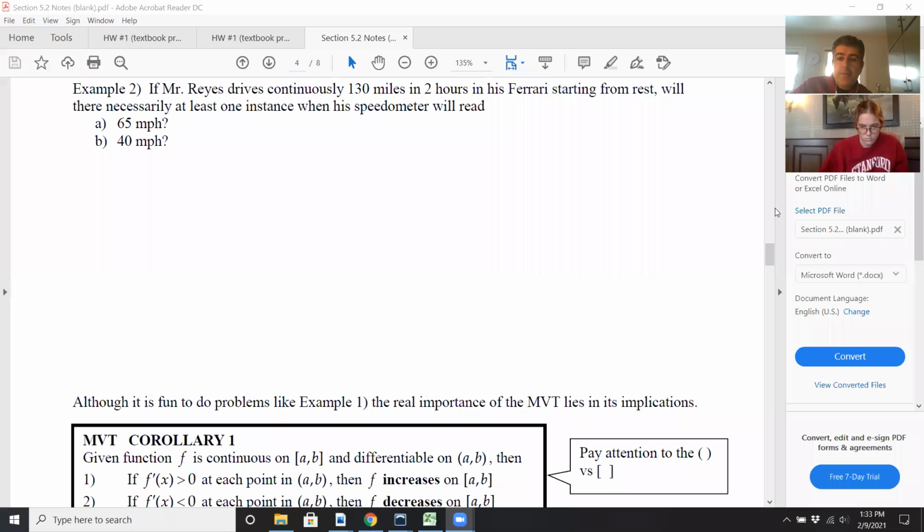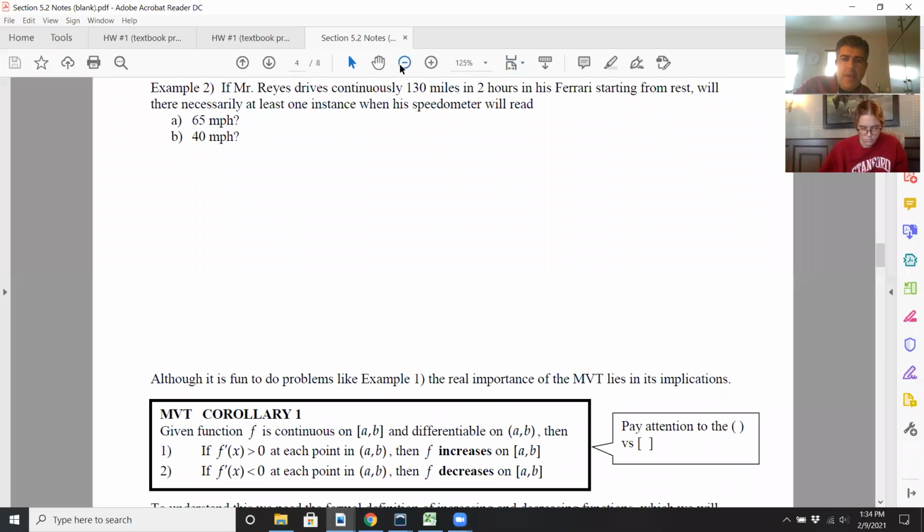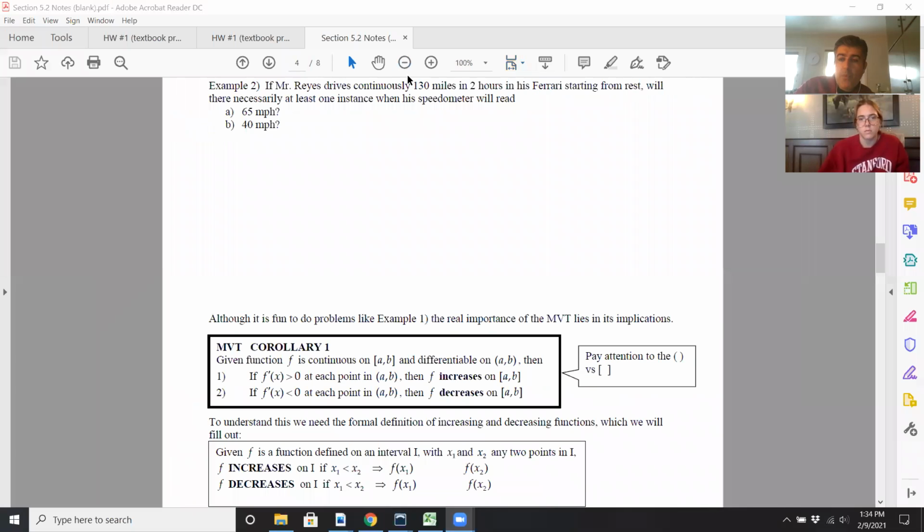Okay, so we're recording. We're discussing the beginning of page 4 of the section 5.2 notes. And here's example 2. If Mr. Reyes, who's our assistant principal academics, drives continuously 130 miles in 2 hours in his Ferrari starting from rest, will there necessarily be at least one instance when his speedometer will be 65 miles per hour and 40 miles per hour?